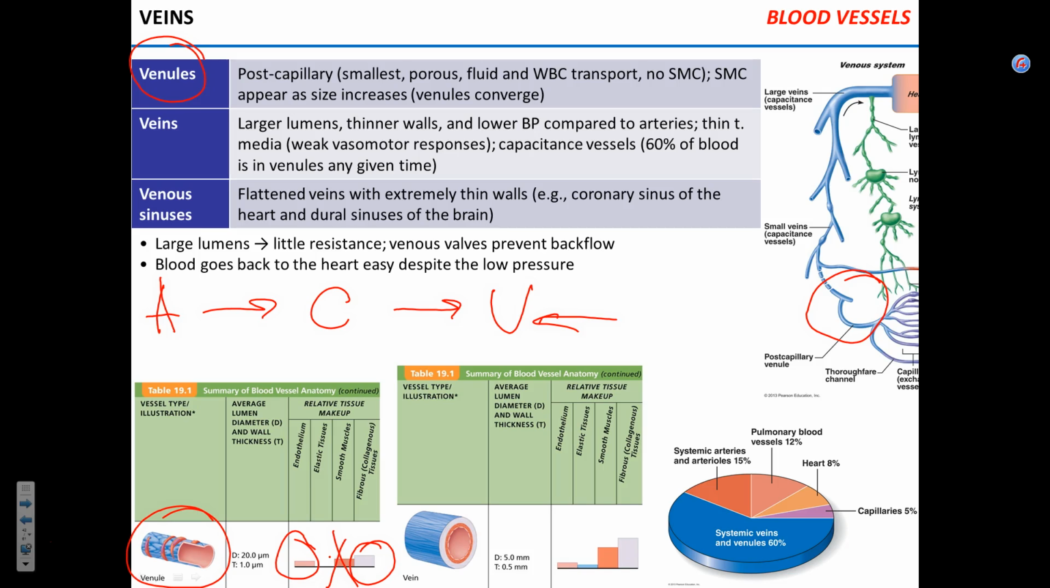As they become bigger, as the smaller venules merge into the large ones, more and more smooth muscle appears. So large veins can have certain vasomotor responses. Let me put it this way.